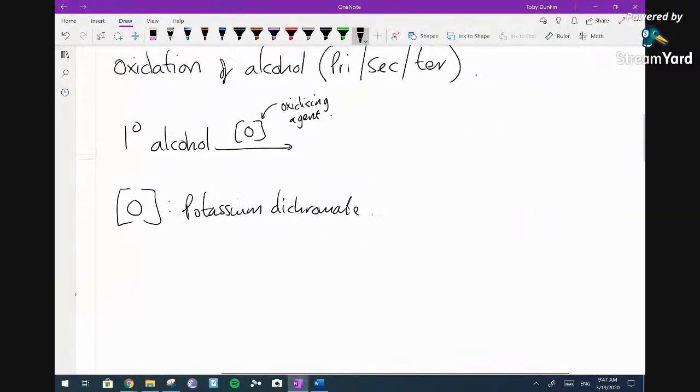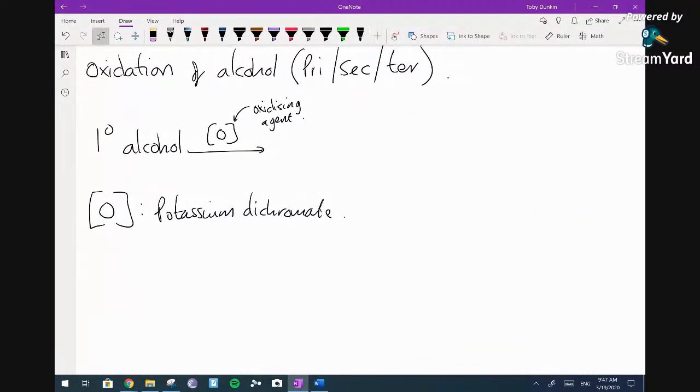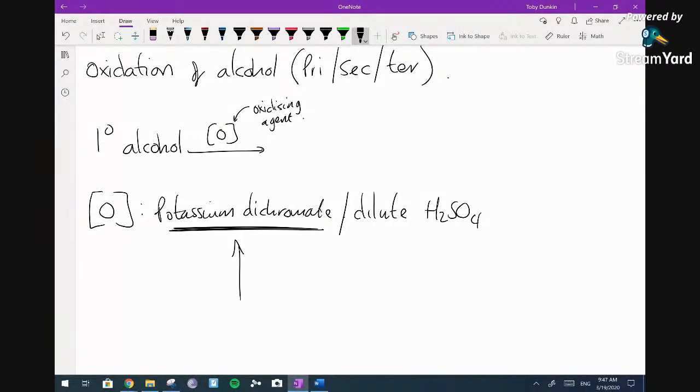Potassium dichromate, but that's not enough. You need to also say with dilute sulfuric acid, dilute H2SO4. You can't just say the oxidizing agent itself. So there are actually 2 levels of questions here. They often say, give the oxidizing agent, and the answer is potassium dichromate. But if they say give the reagents for the reaction, you have to give both. So it's a tricky one.